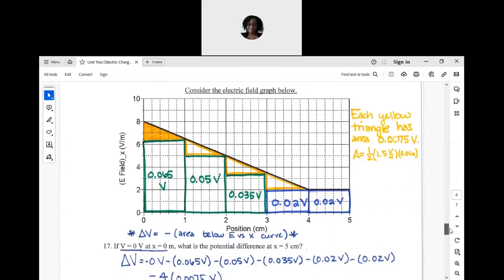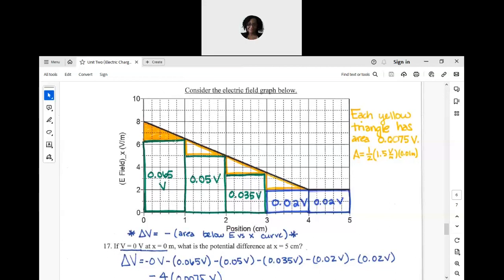Number 17, we have a graph of electric field in the x direction versus position. The position is given in centimeters. The electric field is given in volts per meter. So there's some unit conversion that is going to happen before I compute the area below this curve. But I can split it up into 1 centimeter chunks just so that we have a little bit more guidance when it comes to sketching what this graph would look like.